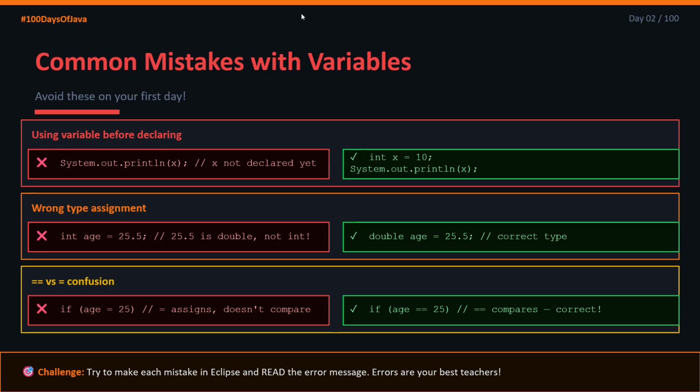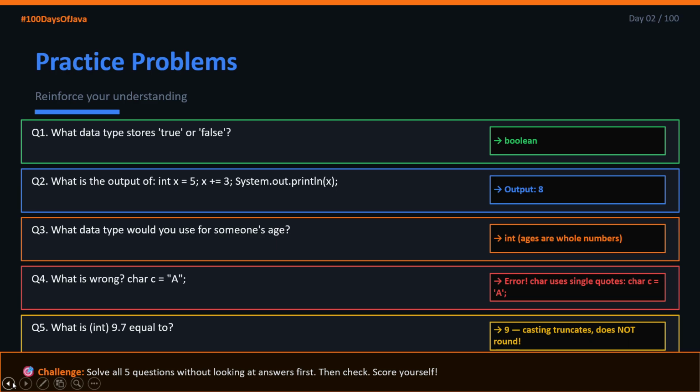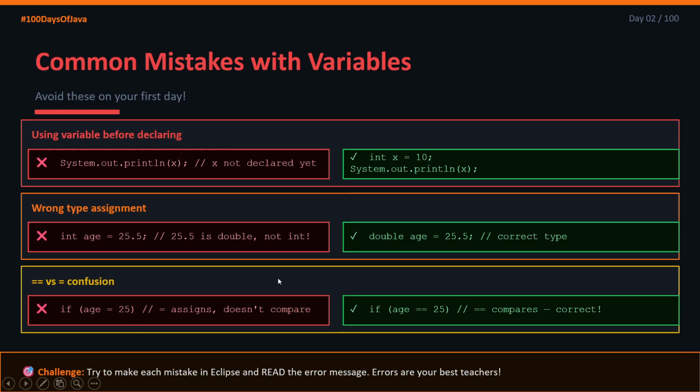And the second one is wrong type assignment. Here int equals to 25.5. It's wrong because int does not hold decimal values. If you have a point 0.5, it indicates a double, not int. Sorry for the inconvenience.